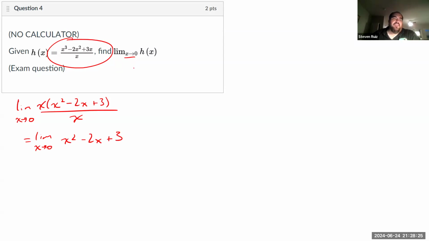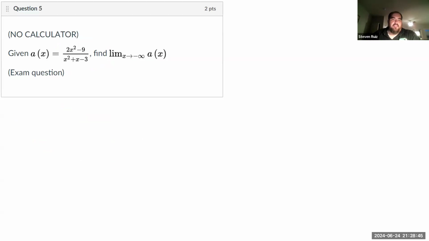So even though we could not directly substitute before, now we can. What happens when I substitute 0 for x in this expression here? I get 0 squared minus 2 times 0 plus 3. All told, I get a limit of 3.